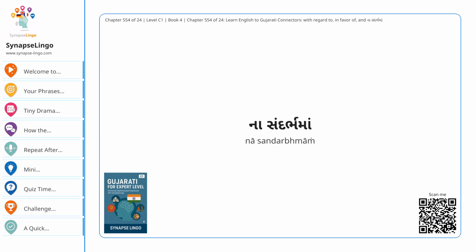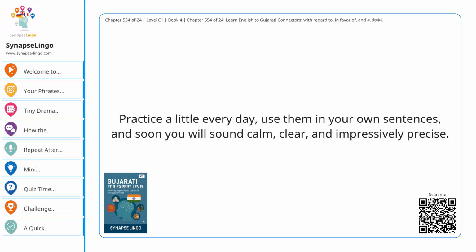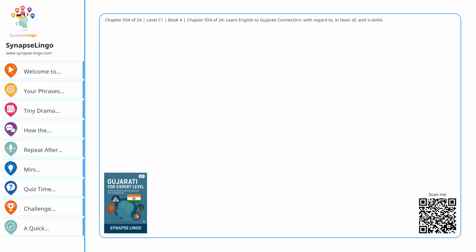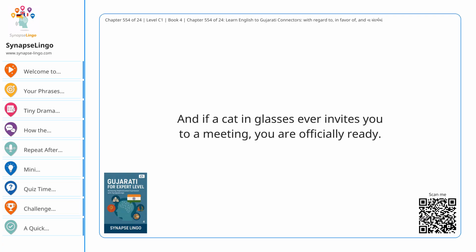Keep repeating. ના સંદર્ભમાં. ના સંબંધમાં. ના આધારે. ના ખર્ચે. ના પક્ષમાં. And. દરમિયાન. Out loud until they feel natural. Practice a little every day, use them in your own sentences, and soon you will sound calm, clear, and impressively precise. And if a cat in glasses ever invites you to a meeting, you are officially ready.